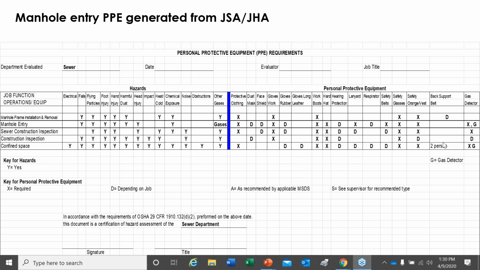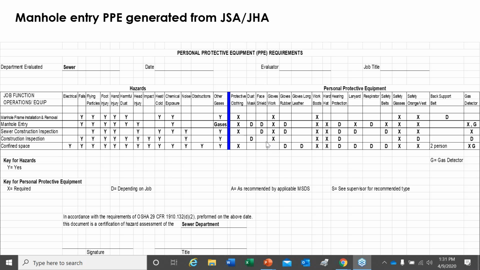There's another one here. This one's for manhole entry. As it notes up at the top, it generates it for the different manhole entries and sewer construction inspections. A lot of building inspectors have to do sewer construction inspections sometimes, and with that, they would have to enter a location. So you would want to follow them on their job and find out what they would be seeing. In this one, it happens to be noted flying particles, foot injury, head injury, heat and cold, some chemical exposure, noise, and there could be gases.